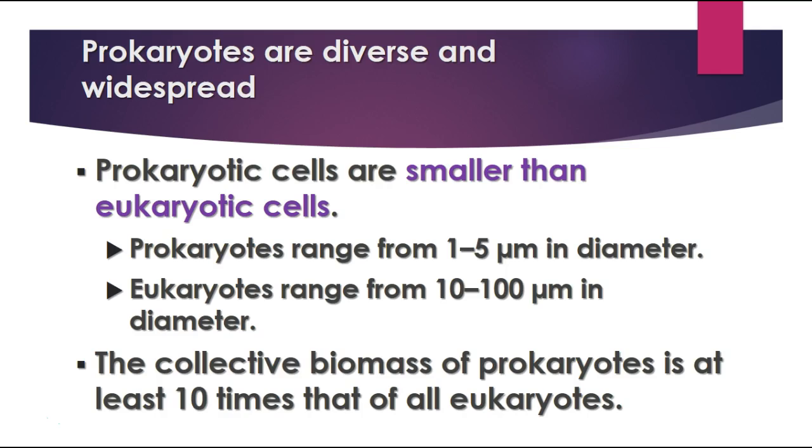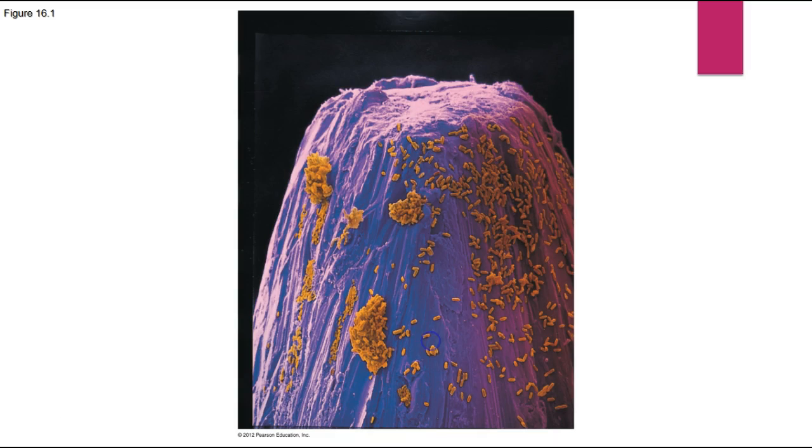What you may not realize, because they're so small and because we can't see them, is that they actually make up a large portion of the biomass in the world. It says in your book that the collective biomass of prokaryotes is at least 10 times that of all eukaryotes. So think about all the eukaryotes, including the blue whales and all of the humans and all of the other kinds of animals and plants and so forth, and realize that the prokaryotes make up 10 times as much mass. A large portion of your own personal mass is made of the prokaryotes that live in and on your body.